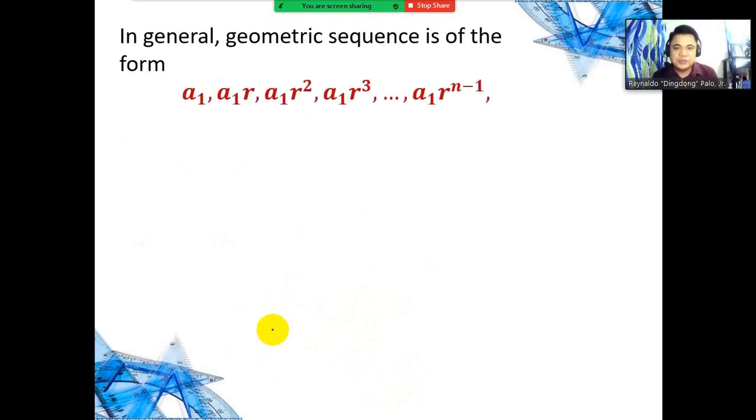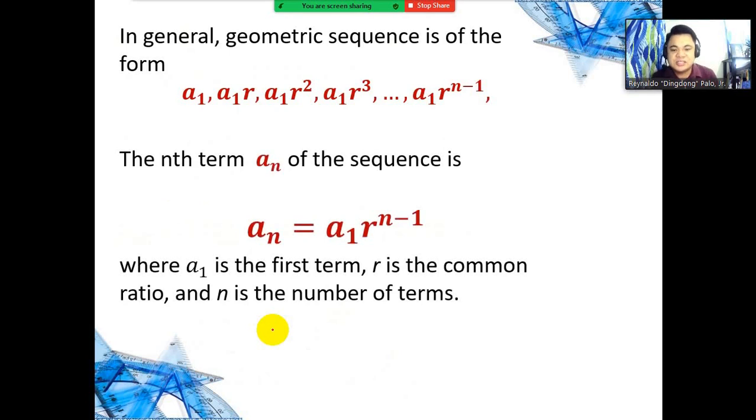Now, in general, a geometric sequence is of the form a sub 1, up to a sub 1 times r raised to the power of n minus 1. This is now the formula in solving for the indicated term, or simply the last term of a sequence. Let's say, for example, you are looking for a sub 20, a sub 30, a sub 100, a sub 105, a sub 10, and so on and so forth. We are going to use this formula wherein a sub n is the indicated term that you are solving, equals a sub 1, which is the first term, times r raised to the power of n minus 1, wherein r is our common ratio and n is our number of terms.